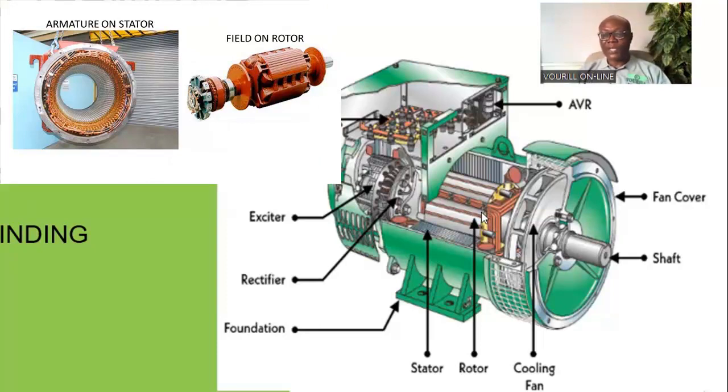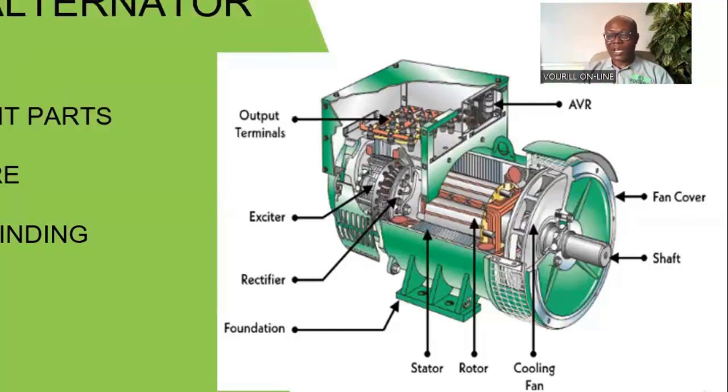When the main field winding receives that DC voltage, it will be magnetized. Once it is magnetized, since it's rotating, it will be able to induce the EMF that we require into the armature. This end of the shaft is connected to our prime mover, any of those we explained earlier, whether your gas engine, gas turbine, diesel engine, or steam turbine. So that is what happens.